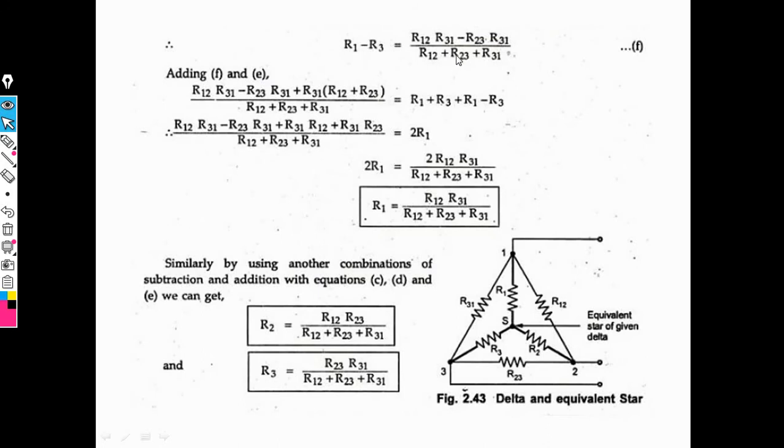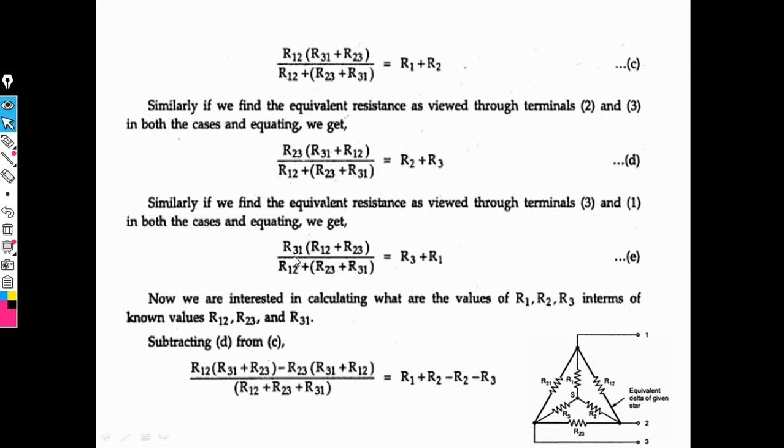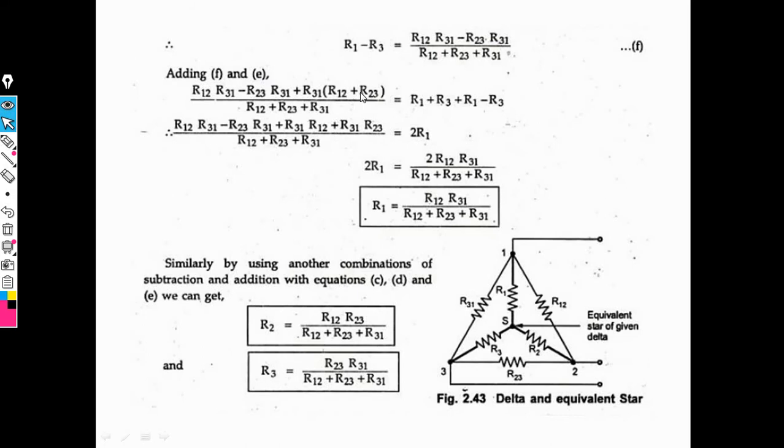Then this is the same as here. That is R12 plus R23 plus R31. That is the same as here. Then here R12, R31 as it is, minus R23, minus R23 into R31 is here. Okay, then R31, R12 plus R23 for equation E. That is R31, R12 plus R23 as it is here.